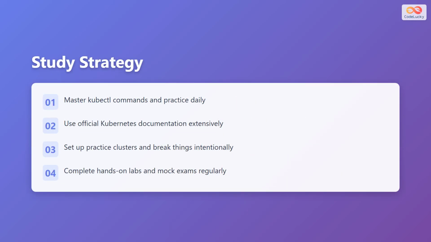A solid study strategy is crucial for exam success. First, master kubectl commands and practice them daily until they become second nature. Second, use the official Kubernetes documentation extensively during your preparation, as you'll have access to it during the exam. Third, set up your own practice clusters using tools like Minikube or Kind, and intentionally break things to learn how to fix them. Fourth, complete hands-on labs and mock exams regularly to simulate real exam conditions. Remember, hands-on practice is far more valuable than just reading theory when it comes to the CKA exam.